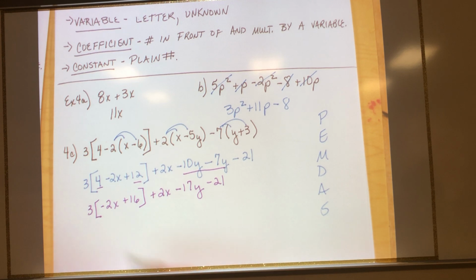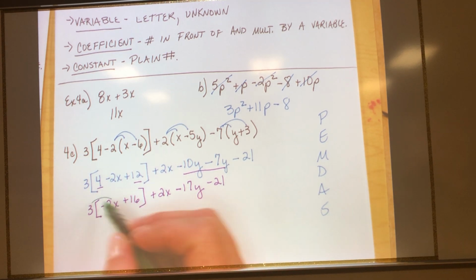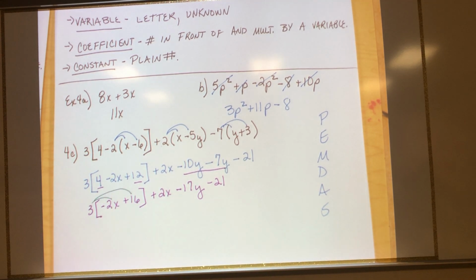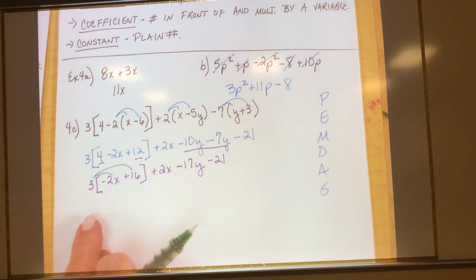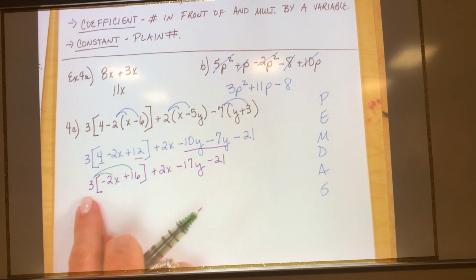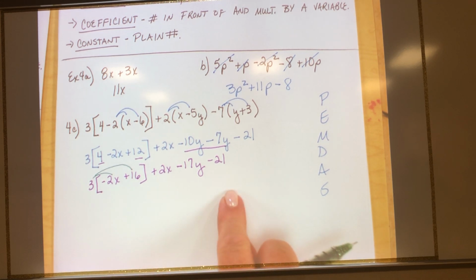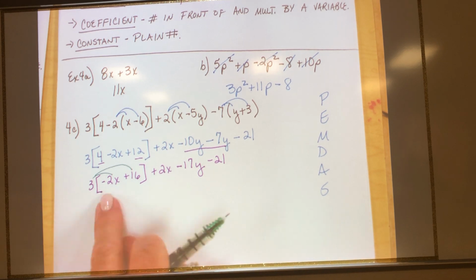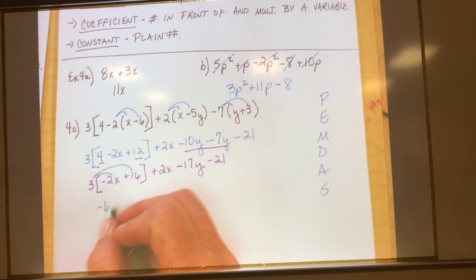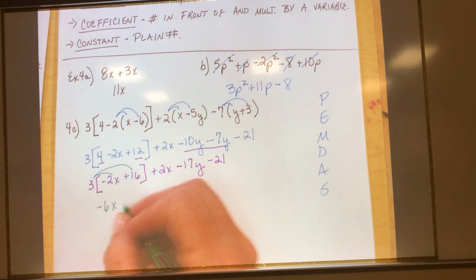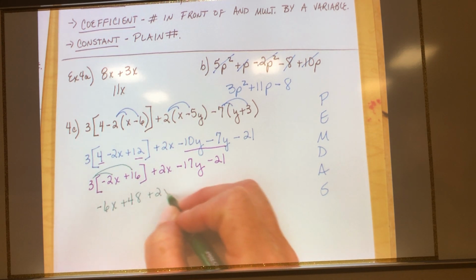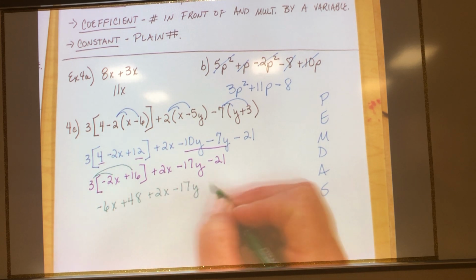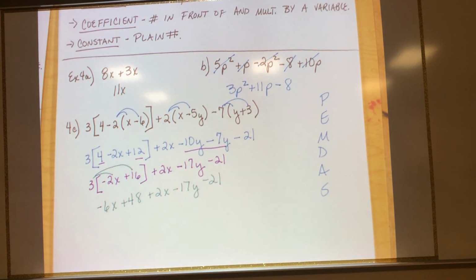That's exactly right. I'm going to distribute this 3 throughout those parentheses. Everything is actually not parentheses, it's brackets, but whatever. Everything in the brackets gets multiplied by this 3. So now you should already have it done and be writing that down. 3 times negative 2x is negative 6x. And then 3 times 16 is 48, guys. And then plus 2x minus 17y. Minus 21.